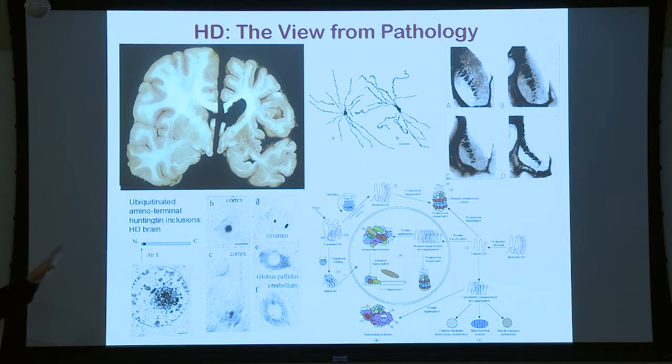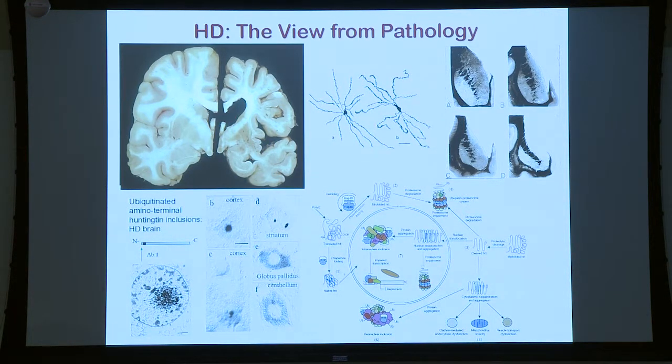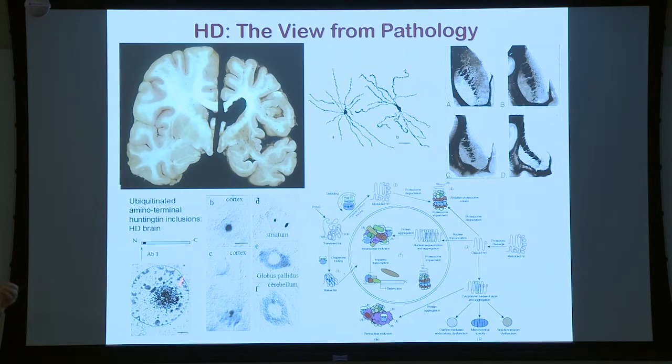There are other cells in the region that survive, but the medium spiny neurons disappear. Now you'll notice the rest of the brain is also shrunken, so there is cell loss in other regions, but it's really the architecture here that's completely destroyed. And while this wasn't known prior to cloning the Huntington's disease gene, there are these aggregated proteinaceous intranuclear and cytoplasmic deposits that can be stained with ubiquitin.